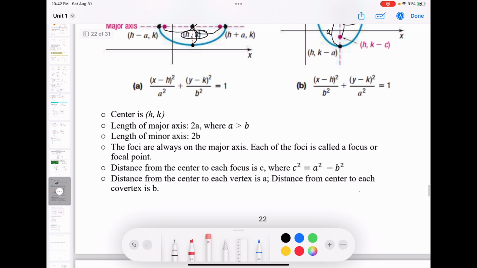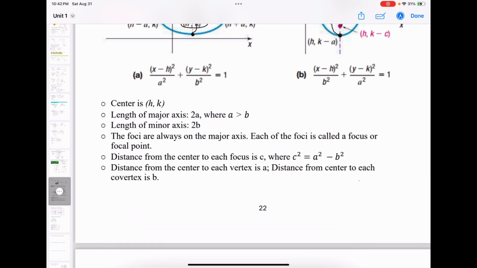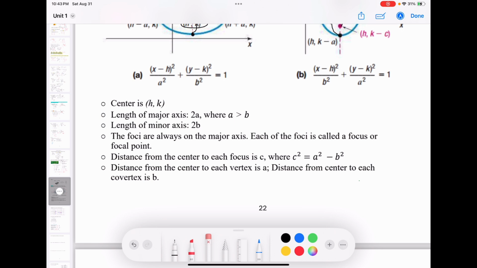Let's see some conclusions. Center is (h, k). Length of major axis is 2a, where a is greater than b, and a is also greater than c. Length of minor axis is 2b. The foci are always on the major axis. Each of the foci is called a focus or focal points. Distance from the center to each focus is c, where c squared is equal to a squared minus b squared. Distance from the center to each vertex is a. Distance from the center to each co-vertex is b.